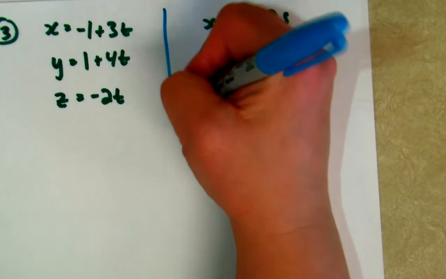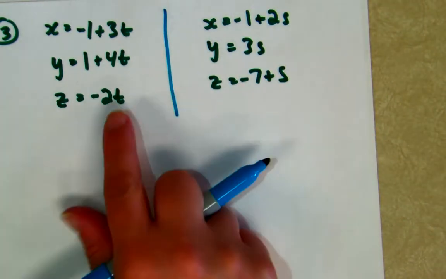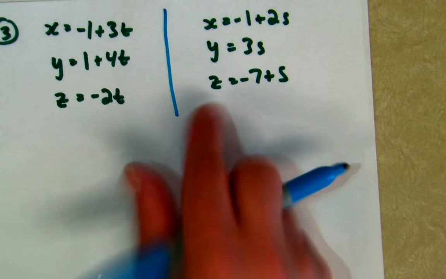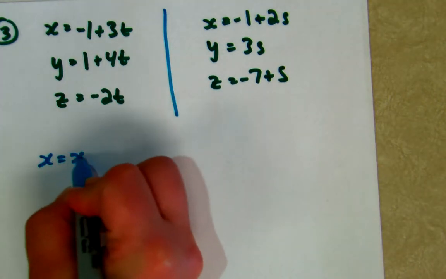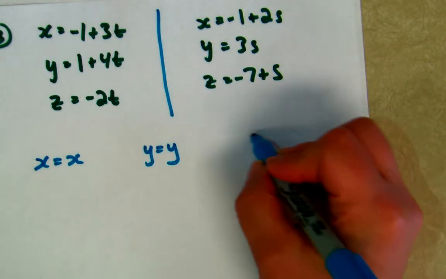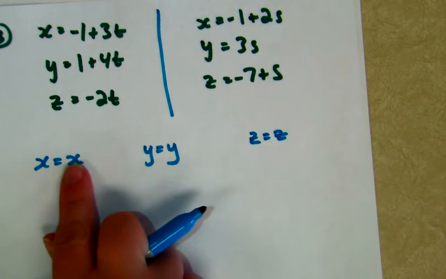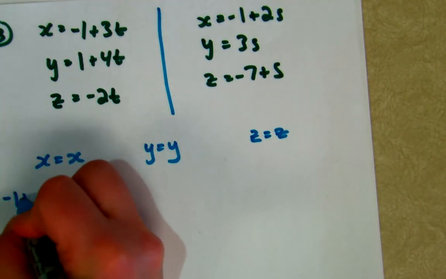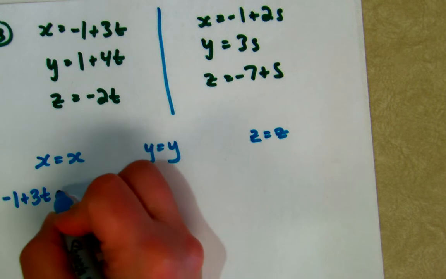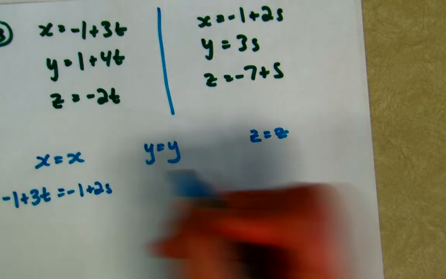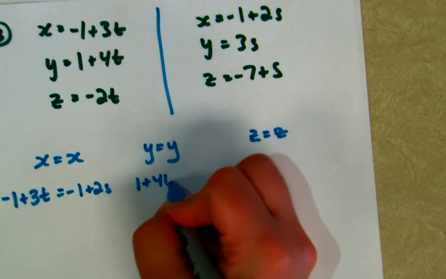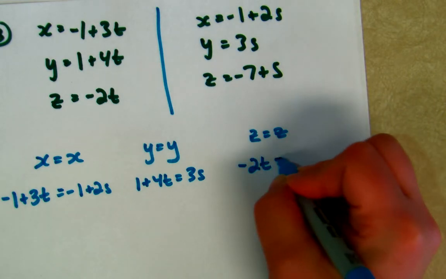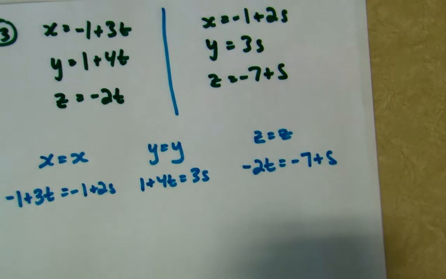Okay, so question 3. I have 2 lines. They're already in parametric form, but the difference is now that we have the third dimension, we have the z. So this is where we need to be careful. I know at a point of intersection, the x's, the y's, and the z's have to be the same. So I'm going to start off by setting them equal to each other. So negative 1 plus 3t has to equal negative 1 plus 2s. 1 plus 4t has to equal 3s. And negative 2t has to equal negative 7 plus s.